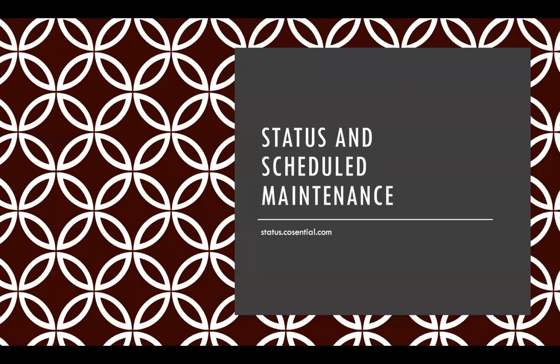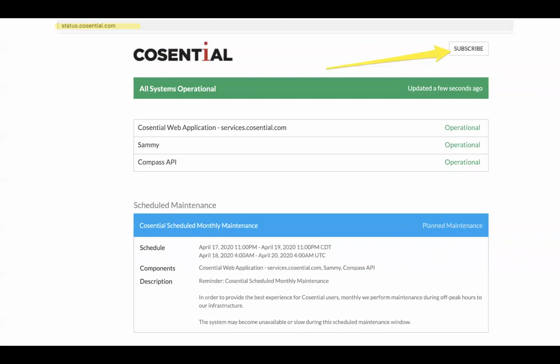If you want to check if Cosential feels slow to you or if it goes down, what are the scheduled maintenance dates, you can go to status.cosential.com. You'll need to subscribe in the upper right-hand corner, or you can just go and check it out if you feel like it's moving slow, if you need to reach out because it does look operational, but several of your users are having issues, then you can call support and know what the status of Cosential is.